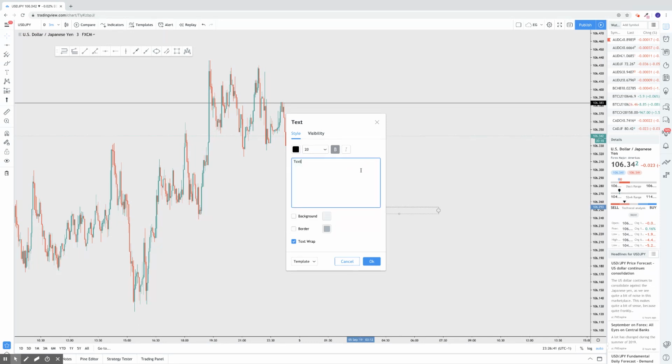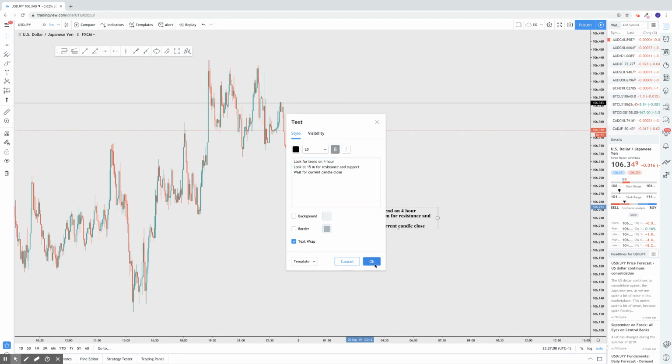Sorry, y'all. I am just going to write in here what I'm doing. So we look for the trend on the 4-hour. We look at our 15-minute for resistance and support. I don't draw zones in because we're not working with an area, right? We're looking for really fast movements. And then I wait for current candle close. So that's all we've covered so far. Now let's see what's happening.